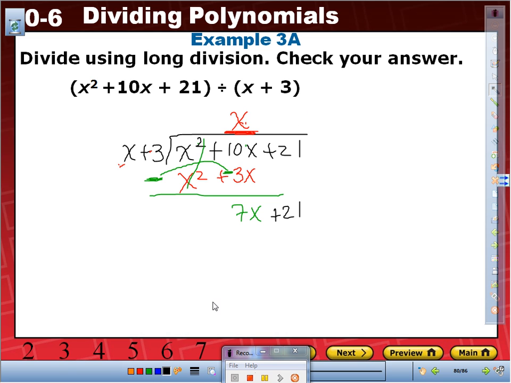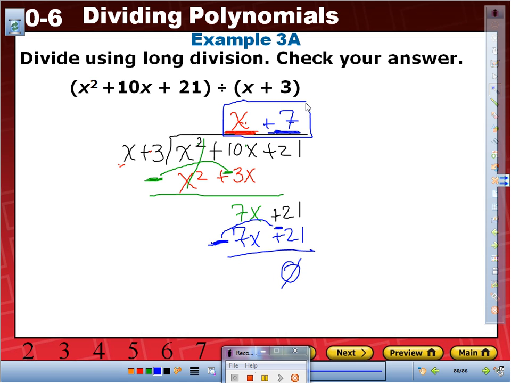Now I need to find the next number that goes here. I start again with my first term of whatever is left. What is 7x divided by x? 7x divided by x is 7, and it's a plus, so 7 times x is 7x, and 7 times 3 is 21. If we subtract, distribute this, don't these cancel? And we're left with, what is our quotient? X plus 7. Copy that, please. Yes, cool and confusing, yes. Copy that, please.